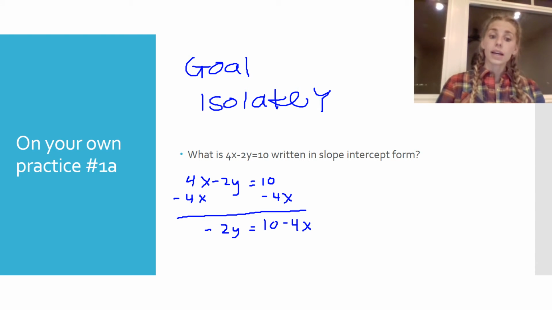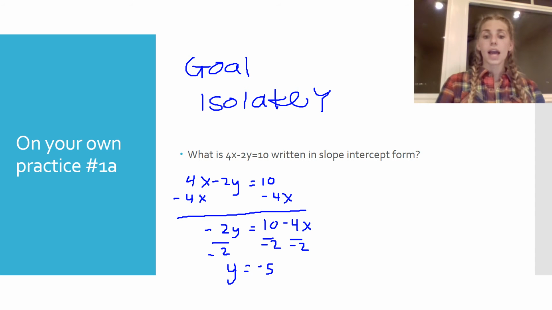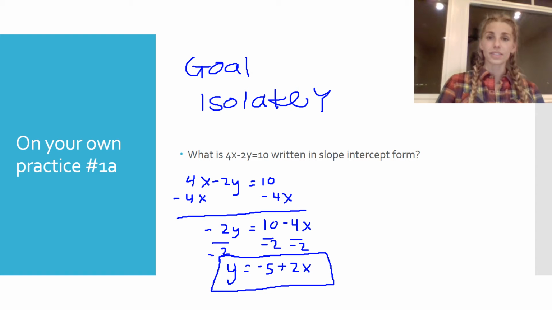So we're going to take negative 2y, and we're going to divide both sides by negative 2. Remember, we have to divide everything by negative 2. So negative 2y divided by negative 2 just leaves you with a y. 10 divided by negative 2 gives you negative 5. And negative 4x divided by negative 2, remember that's a negative divided by a negative, that's going to leave you with a positive 2x. So your final answer should be y equals negative 5 plus 2x.